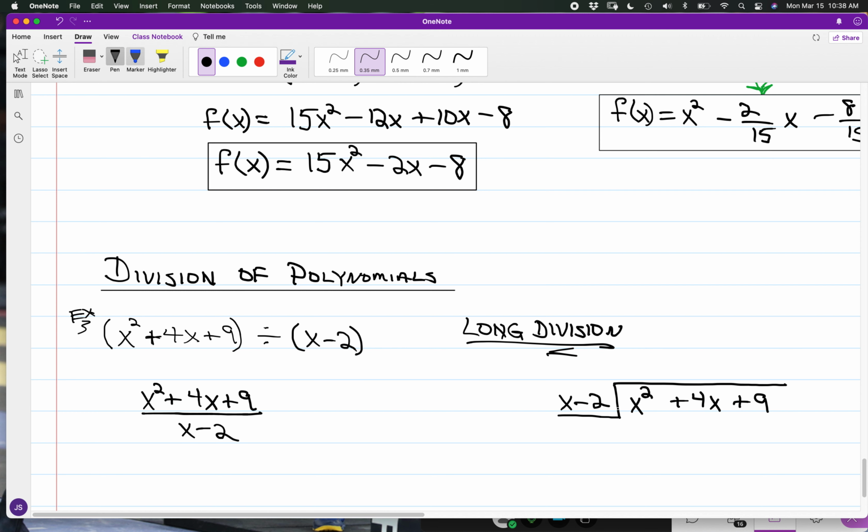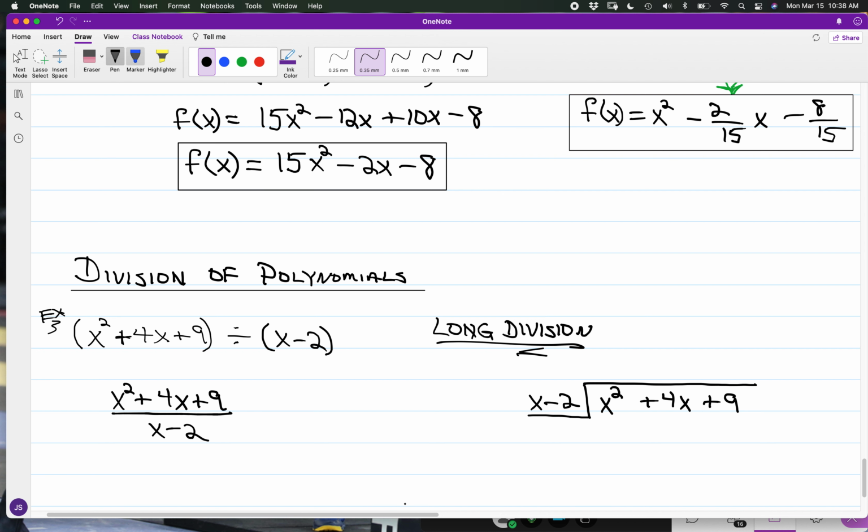Now what I have here with x minus 2, this is what is called the divisor, what I'm taking into. And what is taken into is going to be the dividend, which we have as x squared plus 4x plus 9. And how much the divisor goes into the dividend is going to be the quotient. So if I look at the first terms from both of these, x and x squared, if I divide x squared by x, the leading term is going to be x.